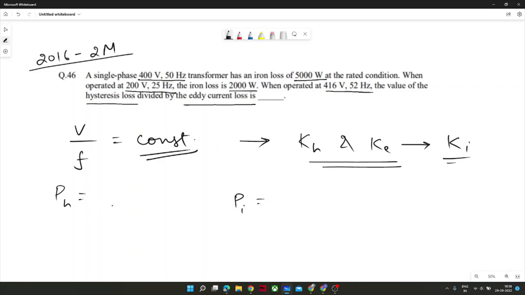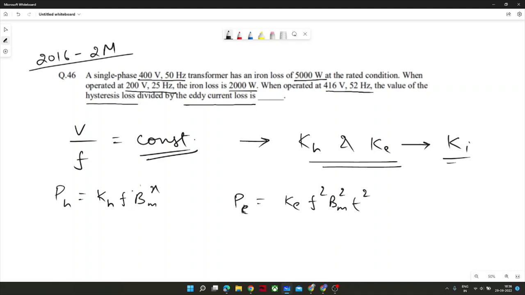Is anybody able to recall the expression of hysteresis loss Ph and eddy current loss Pe? Yes, sir. Ph is equal to Kh times f times Bm raised to power x. Pe is equal to Ke times f square times Bm square, and one more factor, if I recall clearly, thickness square.